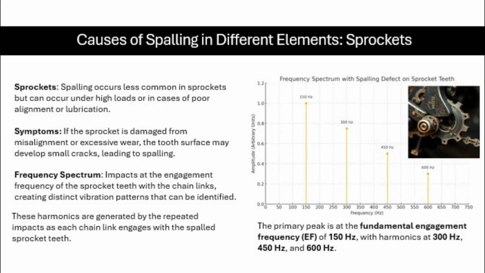Spalling is less common in sprockets than in gears and bearings, but can occur under high loads or in cases of poor alignment or lubrication. Like in gears, spalling in sprockets occurs at the most critical contact point, the tooth surface. Impacts at the engagement frequency of the sprocket teeth with the chain links create distinct vibration patterns that can be identified in the frequency spectrum. These harmonics are generated by the repeated impacts as each chain link engages with the spalled sprocket teeth.